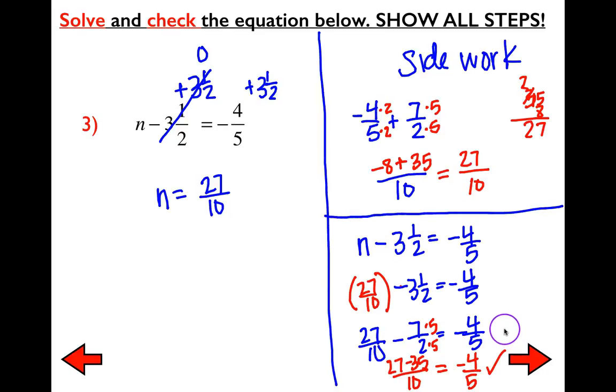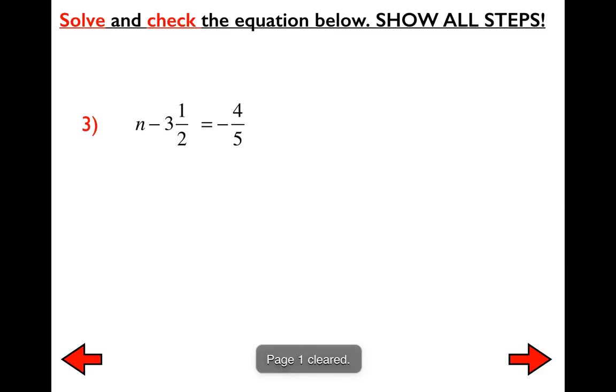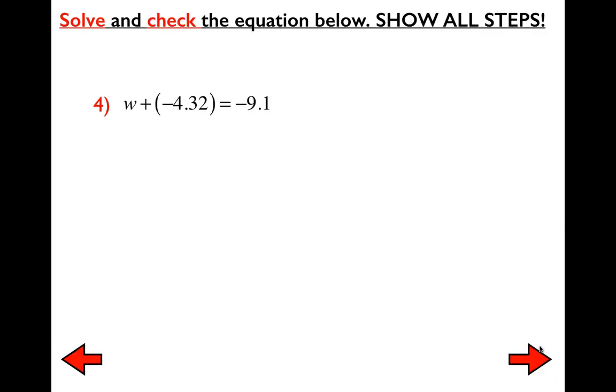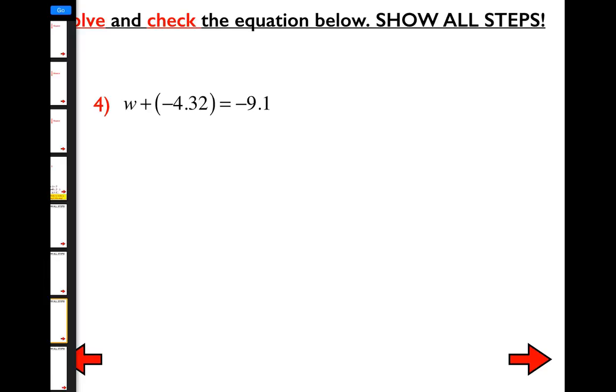So I'm good. So again, it's very important that you check your work because sometimes we do make errors in our arithmetic and we don't realize it. So checking your work is going to tell you whether or not your answer is correct. Okay, so now moving on, I'm going to go ahead and actually have you pause the video right now and try number 4 on your own. Okay, so now we're back. Let's go ahead and try out this problem real quick.